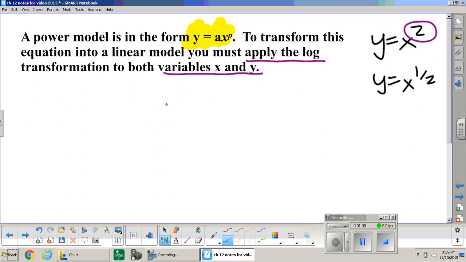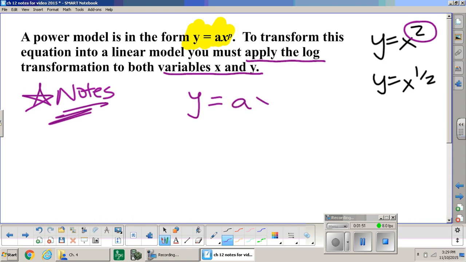So let's see why that's true. This is definitely when you want to start writing things down in your notes. Okay, just like last time, let's start with our formula. Okay, so there's the basic equation for a power function. And we are going to do the same thing we did last time. We're going to log both sides. And let's see how that works out.